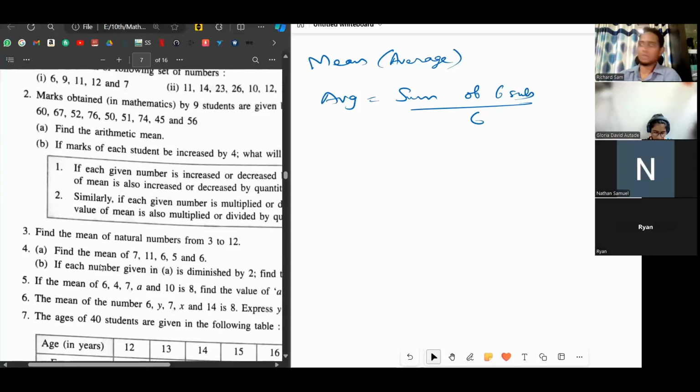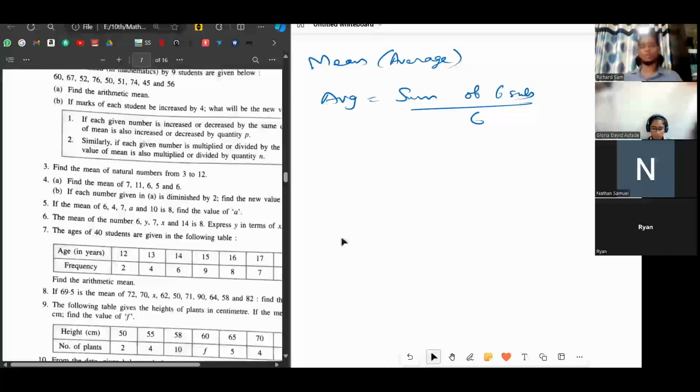Look at the third question. Find the mean of natural numbers from 3 to 12. Okay, so they have not given the numbers. You have to figure out the numbers. So what are the natural numbers from 3 to 12? All the numbers from 3 to 12, right? 3, 4, 5, 6, 7, 8, 9, 10, 11, 12. Okay, next one, look at 4a. Find the mean of 7, 11, same thing.